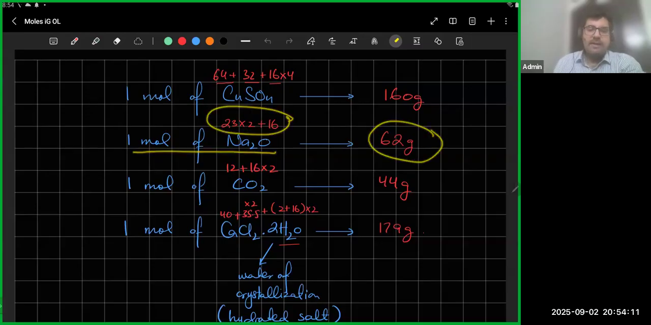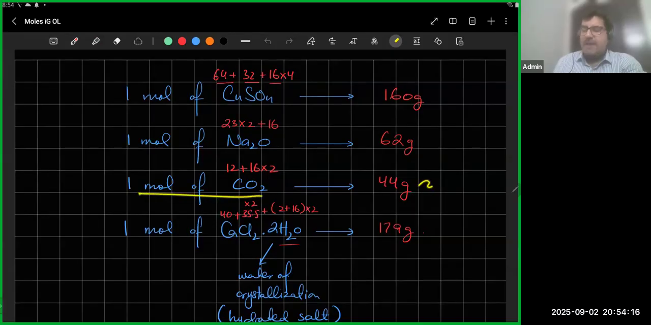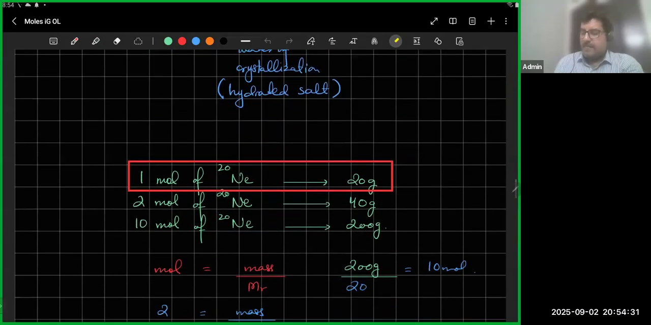So 1 mole of any substance, its mass would be given in the periodic table and you would know the mass. 1 mole of sodium oxide, 1 mole of CO2, every substance will have a different mass. 1 dozen eggs, 1 dozen bananas, they will have different masses. So 1 mole of sodium oxide and 1 mole of carbon dioxide are going to have different mass, but the mass is given in the periodic table. So we did that.